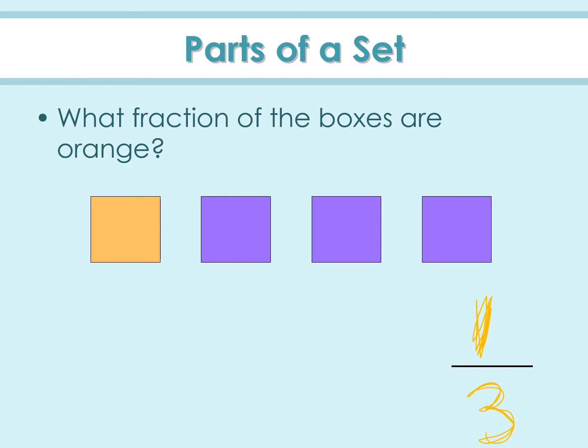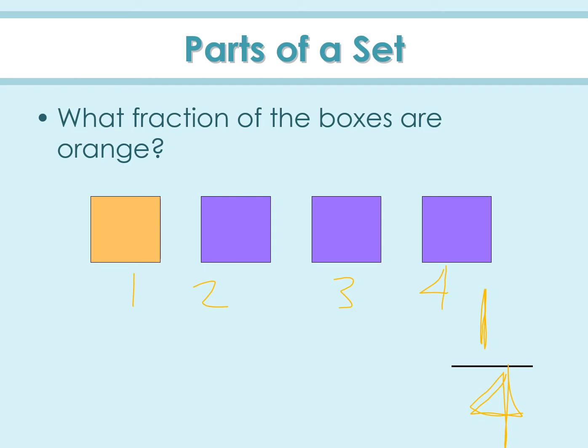Is that the right fraction for this? How many orange do we have? No, it isn't. That is not what we do. We do the numerator on top, that's the number of orange, and then we do the denominator on bottom, that's the total number. Not what's left, but the total number. So we have 1, 2, 3, 4 total squares. So my fraction would be 1/4.